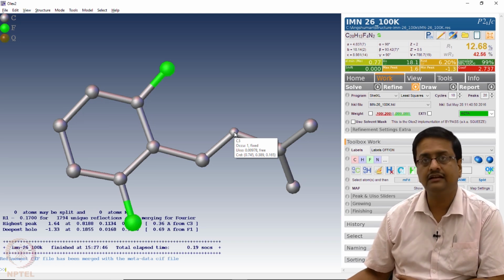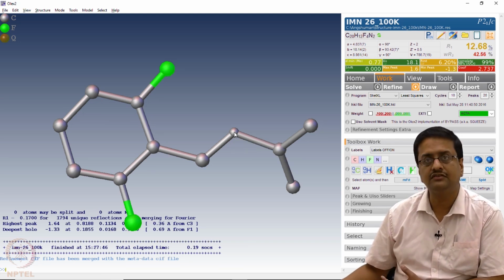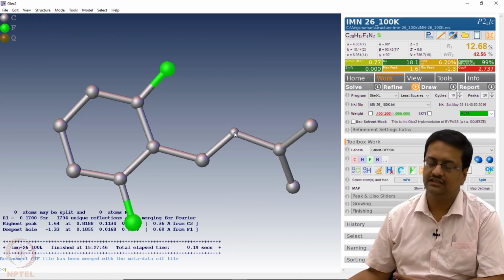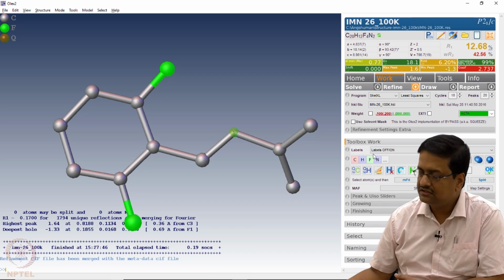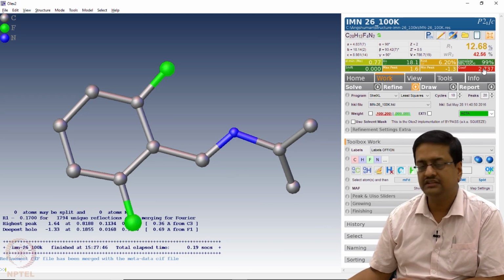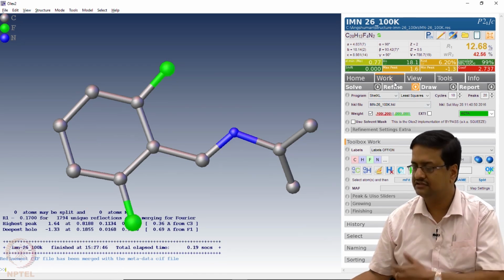So that indicates that this particular atom is also wrongly assigned and could be something which is slightly larger than carbon. So we change it to nitrogen, and we also notice that the R factor has reduced from 21 to 12, wR2 also has reduced, and the goodness of fit has improved. So we tick this weighting scheme, which should be refined at every step.